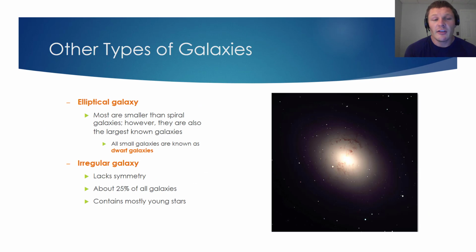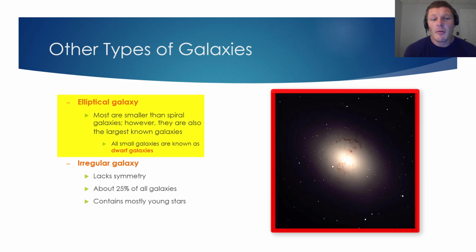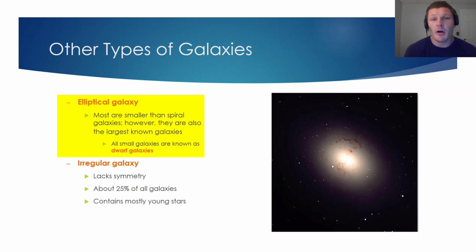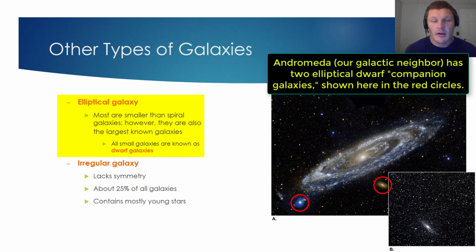The other two types of galaxies are elliptical galaxies and irregular galaxies. With elliptical galaxies, most are smaller than spiral galaxies, but they also are some of the largest galaxies that we see. So, put more simply, the size of elliptical galaxies can vary greatly. Now, the term we use to describe a small galaxy is a dwarf galaxy. And in this picture of Andromeda, you see two companion dwarf galaxies, both of which are elliptical galaxies. These little dwarf galaxies are hanging out towards the outer edges of Andromeda, but it's important to note that galaxies can merge, and I'll talk about that phenomenon very shortly.